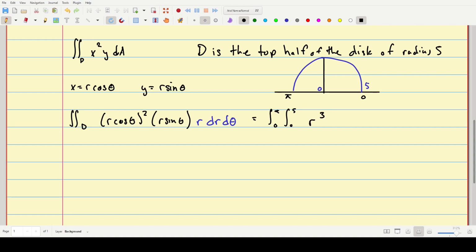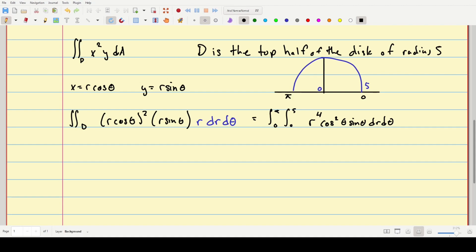I have 4 total factors of r, 2 here, 3 and 4. Okay. So the function that I need to integrate is r to the 4th cosine squared sine dr d theta.